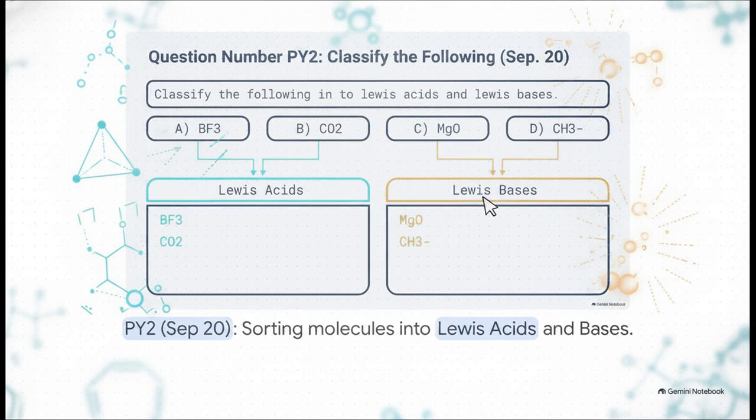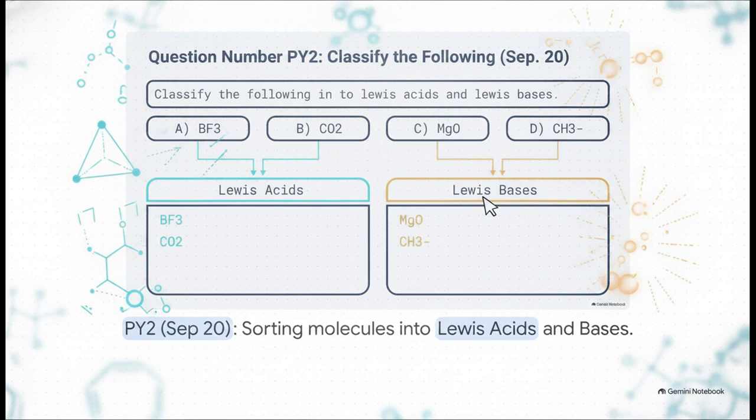Next up, pay attention because this is a previous year question from September 20. Question PY2. Classify the following into Lewis acids and Lewis bases. A, BF3, B, CO2, C, MgO, D, CH3-. If you look at the answers, BF3 and CO2 are in the Lewis acids box, while MgO and CH3- are sitting in the Lewis bases box.